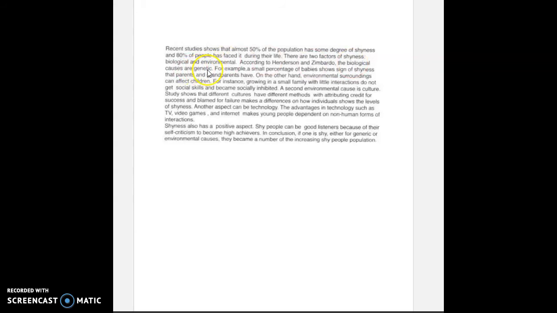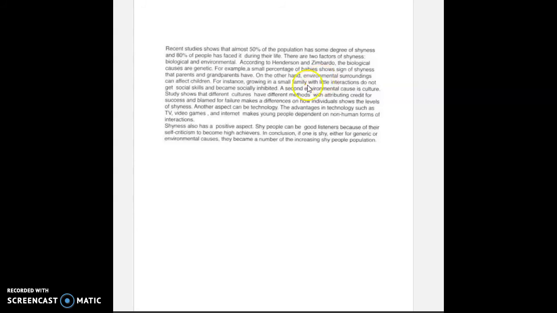the biological causes are genetic. That doesn't make a lot of sense because biological cause means genetics. That means you are born, or it's something that you are born with. So you'll need to revise this sentence. Yeah, good. For example, a small percentage of babies show signs of shyness that parents and grandparents have. Good. That's a good supporting example.